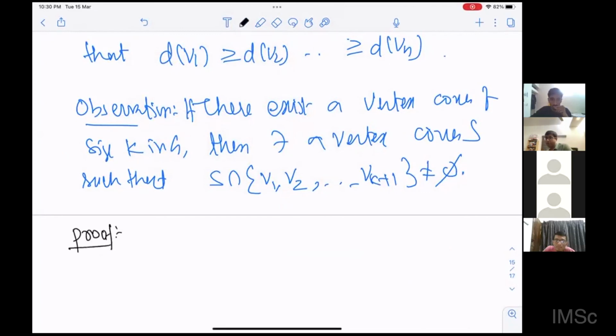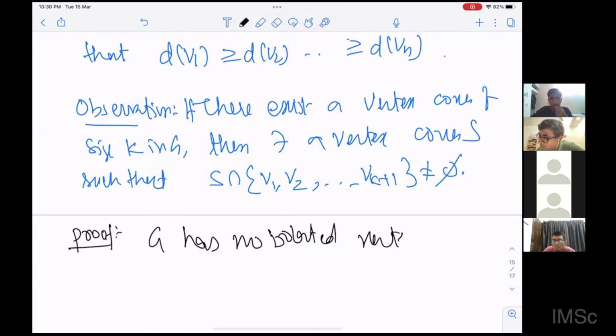Okay, so what do you think is the proof? We also assume that G does not have an isolated vertex. I don't think G has no isolated vertex. Okay, so this was one assumption. This is not an algorithm, it's just graph theory, right?